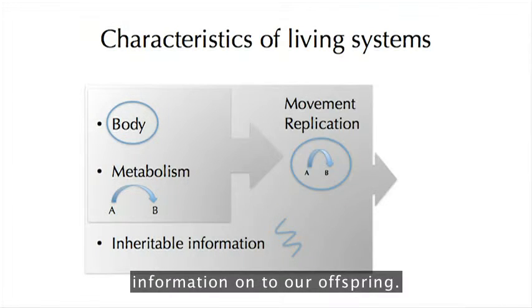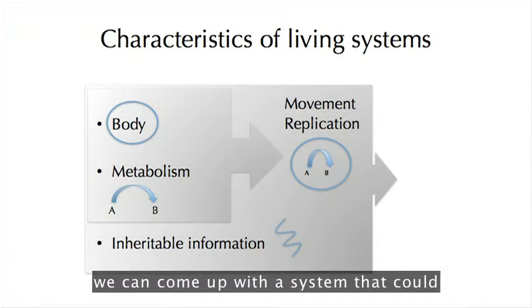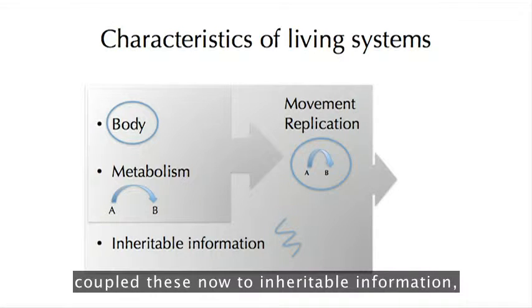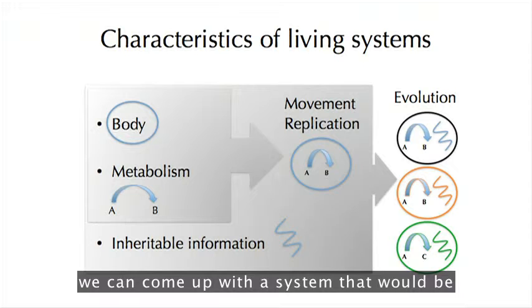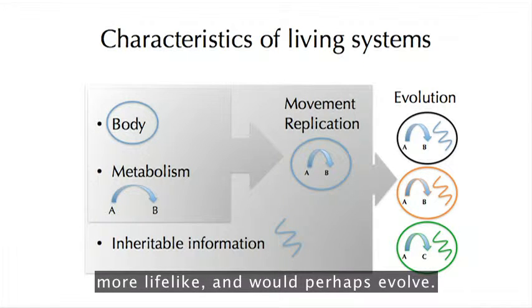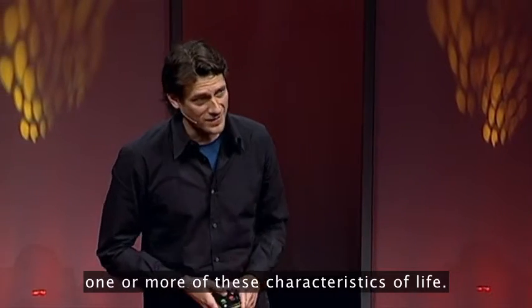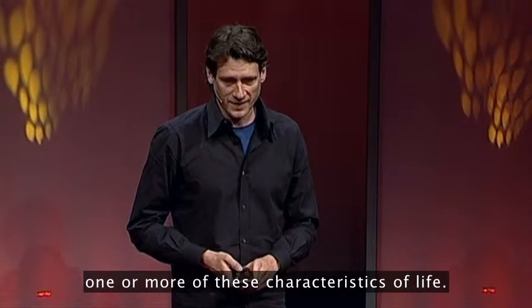If we couple the first two, the body and metabolism, we can come up with a system that could perhaps move and replicate. If we couple these now to inheritable information, we can come up with a system that would be more lifelike and perhaps evolve. And so these are the things we'll try to do in the lab, make some experiments that have one or more of these characteristics of life.